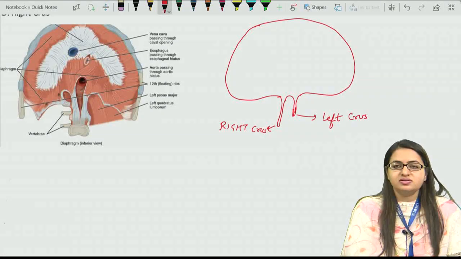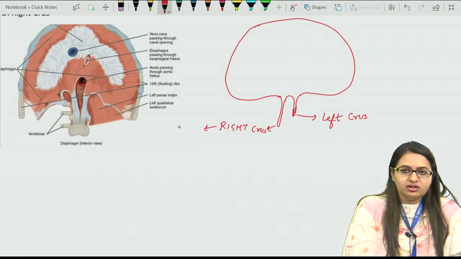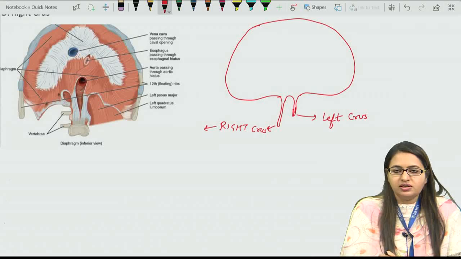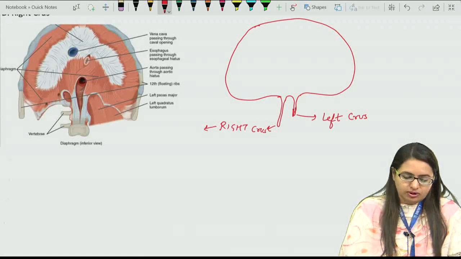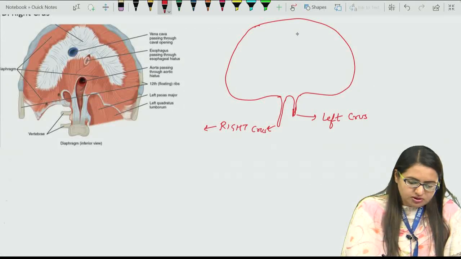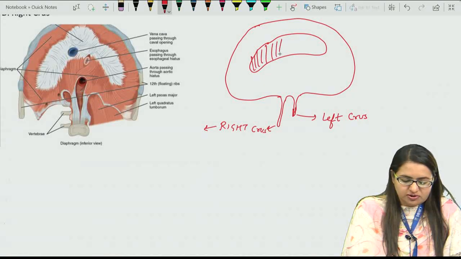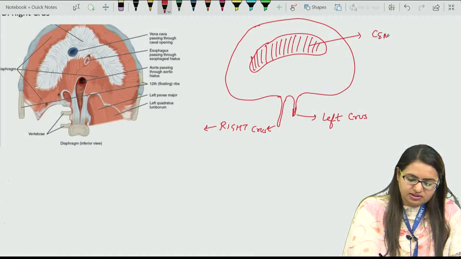The attachment of the right crus goes lower down, till the L4 vertebra. It is attached to L2, L3 and L4, and the left crus is attached only to L2 and L3. So the attachment of the right crus goes till lower down. Then among the components of the diaphragm, towards this portion there is a fibrous structure, the central tendon of the diaphragm. This is the central tendon.